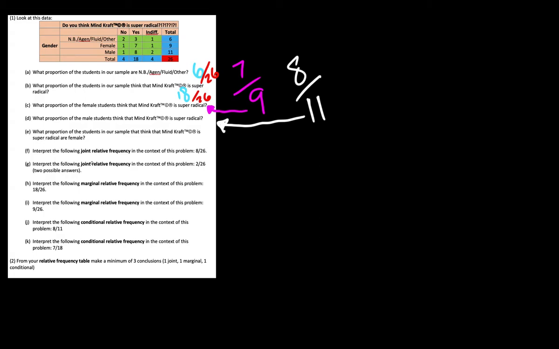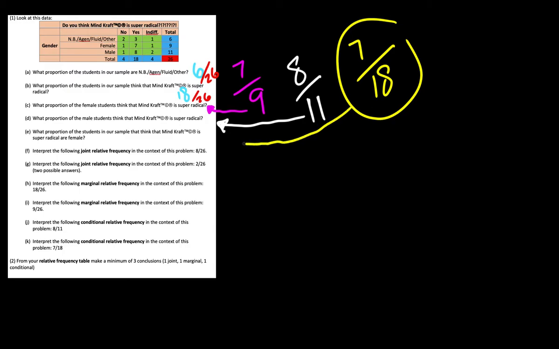Okay, now we're on E. What proportion of students in our sample that think that Minecraft is super radical are females? Now we're looking at the yes column, which had a total of 18, and we want to know how many of those were female. There were 7 of those. So that one goes here.